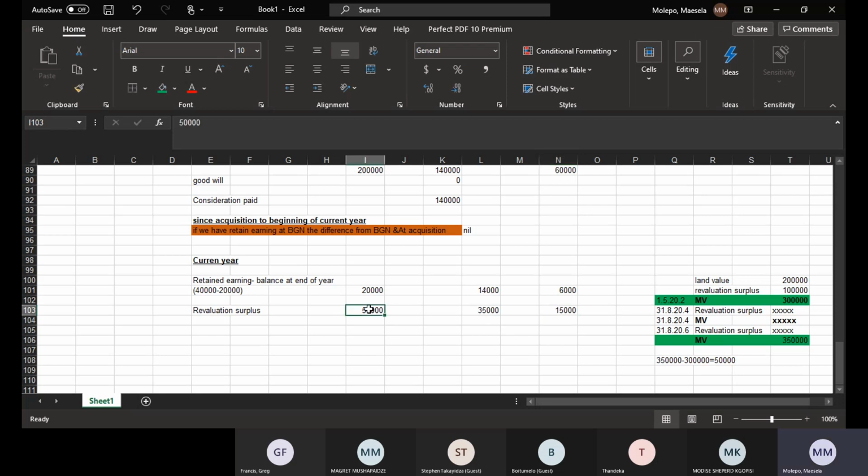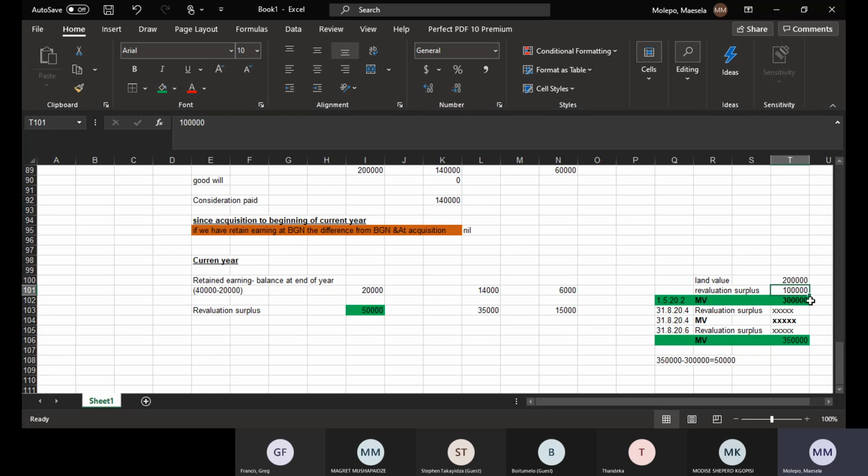So are we clear with how we arrived at this 50,000? Yeah, okay. But on the study guide here, they've got it as 150 minus 100. So where did they get the 150? The 100,000 is this one, but the 150, they did it because they assumed that since initially it was 300, now it got increased to 350. So the revaluation surplus is the 100,000 that we had at the beginning. You remember? The 200 minus the 300 was 100. Yeah. And then another 50 extra. So that's why they said 150.